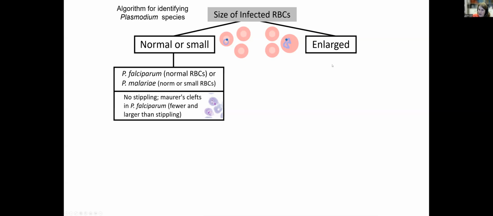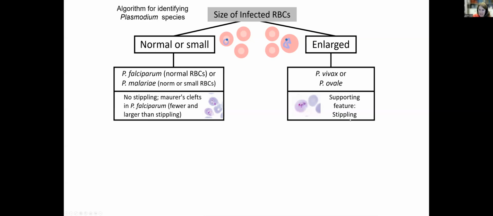And those would be on this side of the algorithm. Plasmodium ovale or vivax are both in enlarged cells. And if you happen to see stippling, that is a great supportive feature. Now, of course, I'm presenting this as a generalization. I would never make a diagnosis based on just a single cell, except maybe on a board exam, because that's usually what they show you.